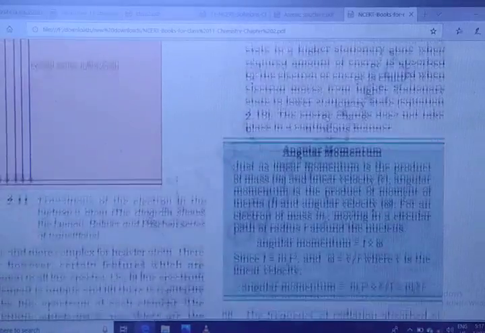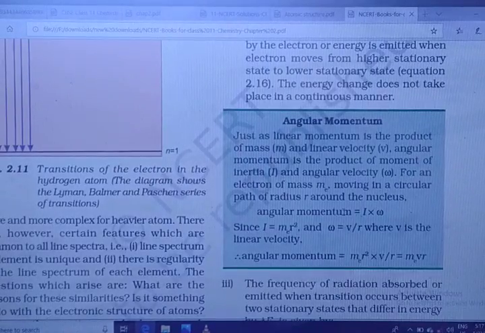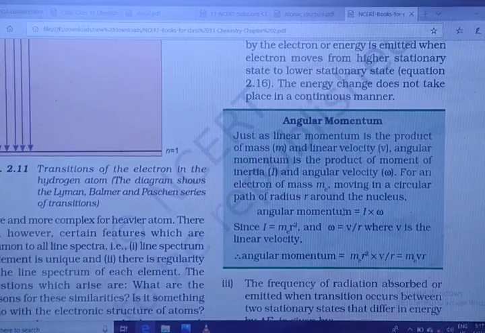Now the second point. As I have already told you how the electron will jump from the first energy state to the second energy state, here there is one main point about angular momentum. All of you know momentum. What is momentum? P is equal to mv. This you have studied in class 9. Linear momentum is the product of mass and velocity.